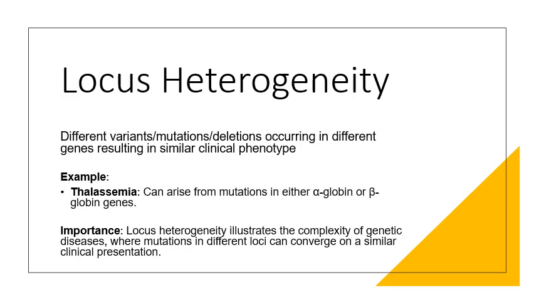Locus heterogeneity, on the other hand, is when different mutations, deletions, or variants in distinct genes can lead to a similar clinical phenotype, demonstrating the convergence of diverse genetic pathways on shared biological outcomes. Thalassemia is a prime example of locus heterogeneity. It can arise from mutations in either the alpha globin or beta globin genes. Yet, the clinical presentation often overlaps and involves anemia and related complications in the patient.